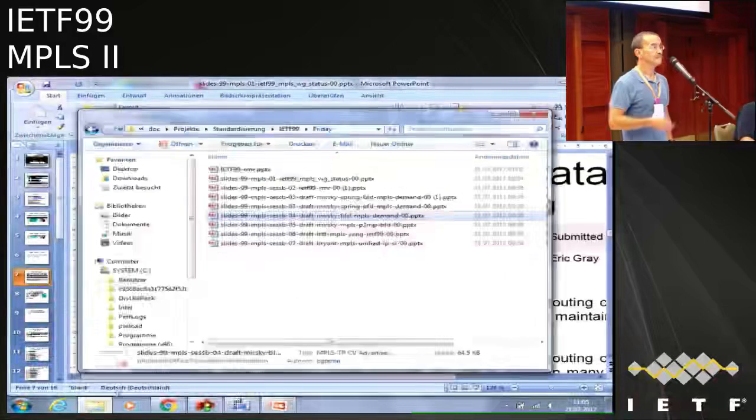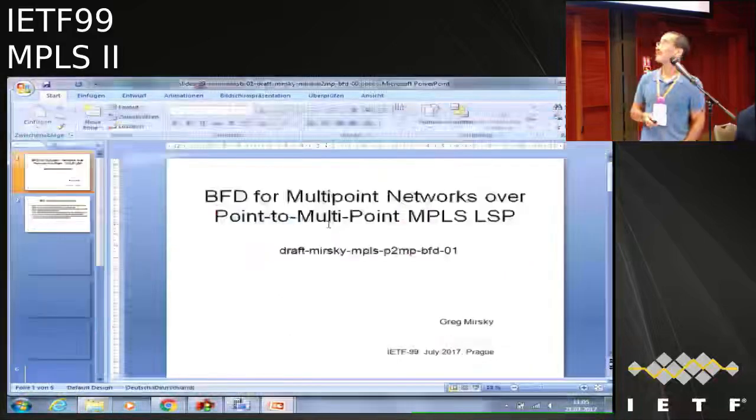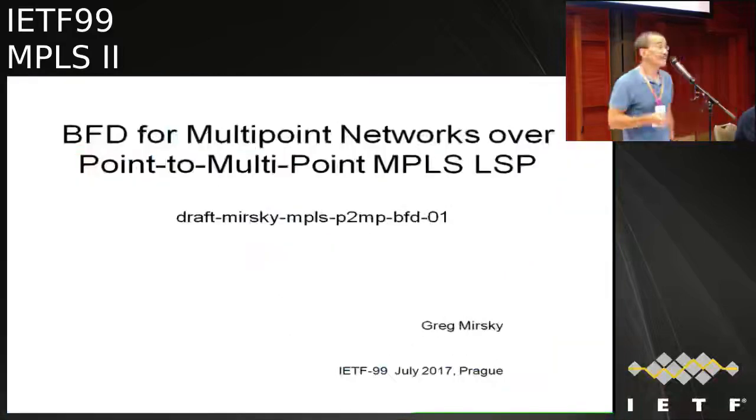Okay, next one. Third, this is Chamber. Okay, so the BFD working group is now completing its work on BFD for multi-point networks, or we can call it BFD for point-to-multipoint and broadcast. So this is a start on investigating the applicability of BFD for multi-point networks to point-to-multipoint MPLS LSPs.